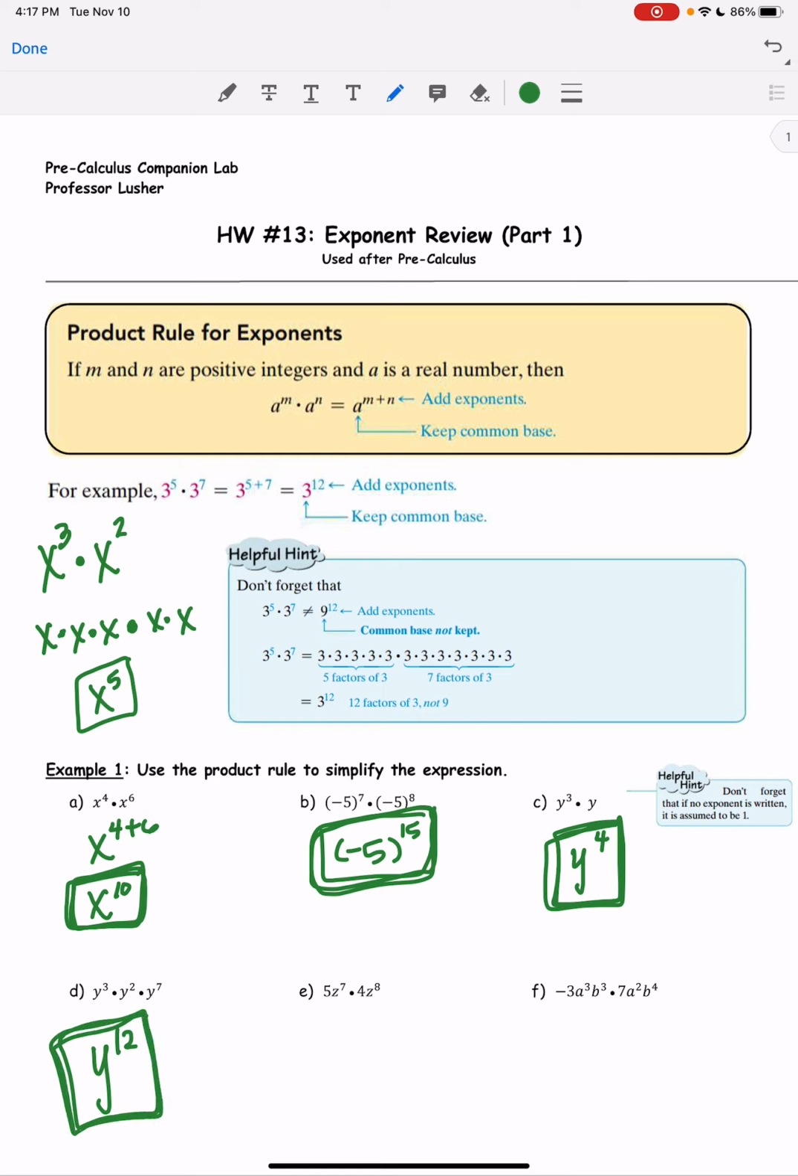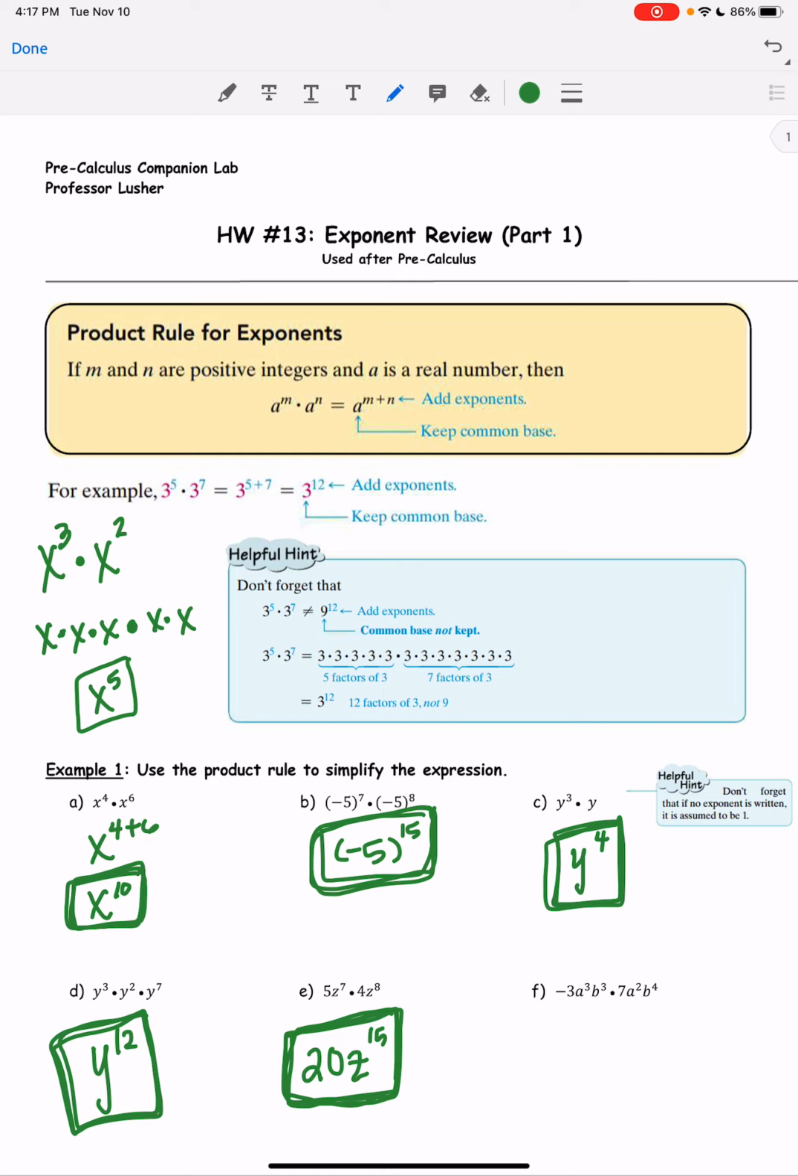Now it can sometimes get a little confusing whenever we have coefficients in front of our terms. We still multiply our coefficients like normal. So 5 times 4 gives me 20. And then z to the 7 plus 8 is 15. So you can see why it gets a little confusing, because I am multiplying my coefficients, but then you got to add your exponents. So then F is the same thing.